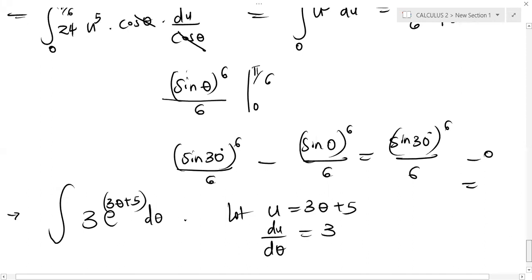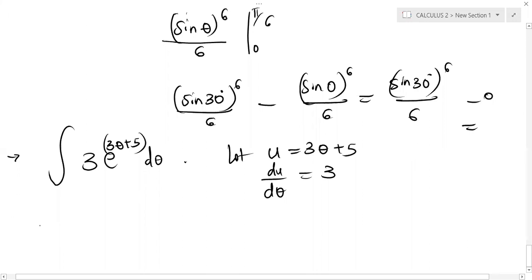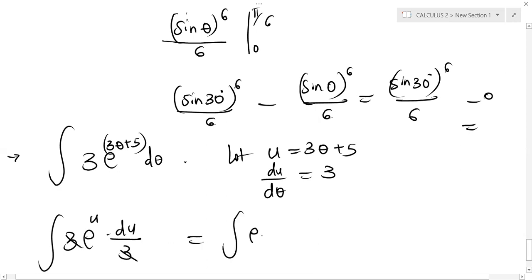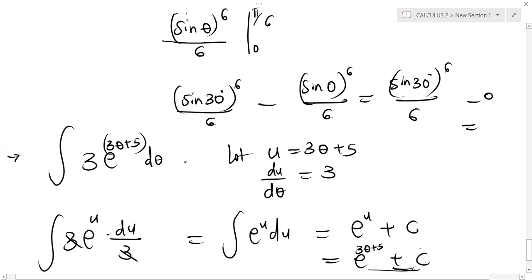So I'm going to rewrite the whole of that equation in terms of u. So I have the integral of 3 exponential u. What is d theta? d theta is the same as du over 3. So this 3 can cancel with this. I have the integral of exponential u du, and the integral of exponential u is exponential u plus c. So this is exponential of, what's the value of our u, 3 theta plus 5, plus c. And that's our answer. That's how we go about integration using algebraic substitution.